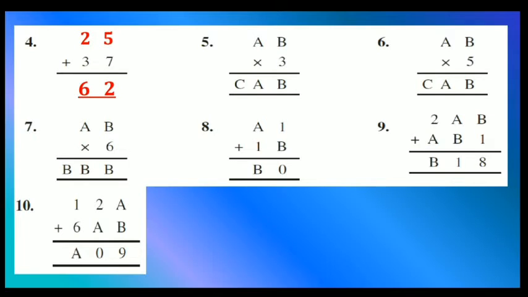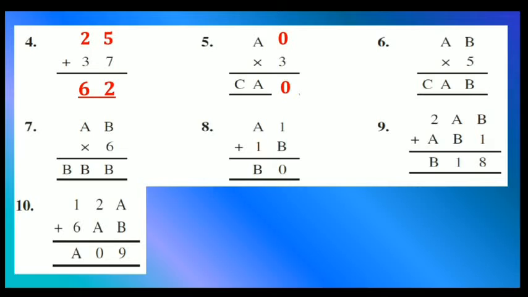Now in a similar manner we have AB multiplied by 3 giving you CAB. Here some number which multiplied by 3 must give you the same number. That means B should be such a number in 3's table which has the same number that you multiply, so it is 0 as shown here. So 3 into 0 is 0.